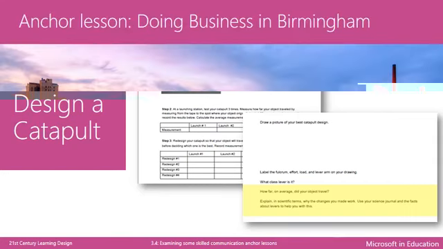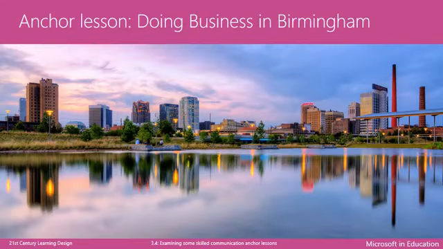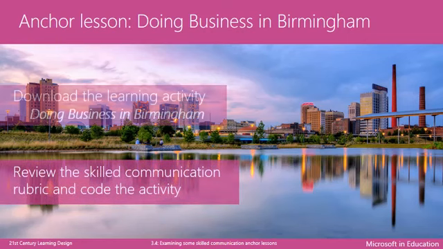Finally, please download the learning activity entitled Doing Business in Birmingham. When you have done this, carefully read it. Then make a decision about the level of skilled communication that you find in this learning activity. In deciding how to code, you need to be able to point to the evidence you find in order to justify this code. As with the previous learning activities, please remember you are looking for evidence to support the code you are giving this learning activity for skilled communication, not making a judgment or grading the learning activity against what you think should have been done.